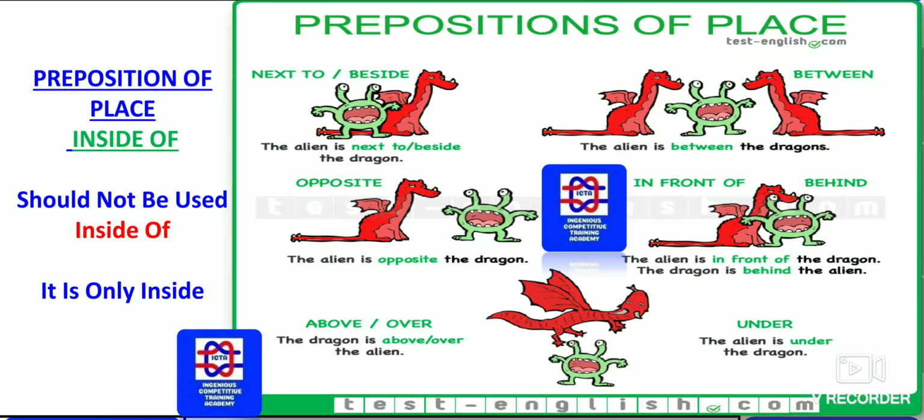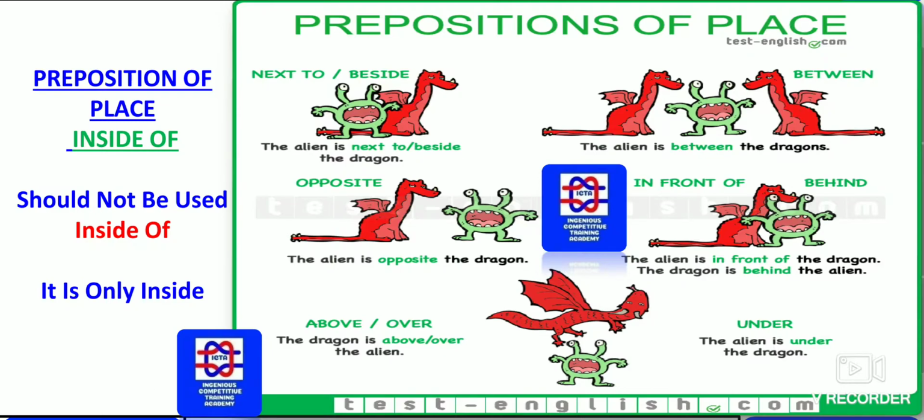Here next to means beside, between, opposite, in front of. So see the difference. Opposite and just in front of are different. We have to remember that with opposite, there is a gap between two things. In front of means just ahead of. The alien is in front of the dragon. Dragon is behind the alien. So please remember that the opposite of in front of is behind. It is not opposite. So please remember this, whatever, vice versa.